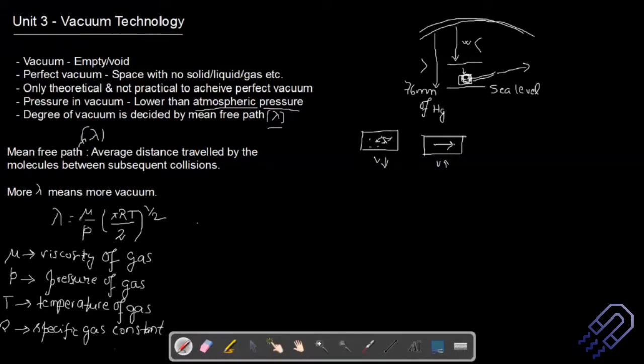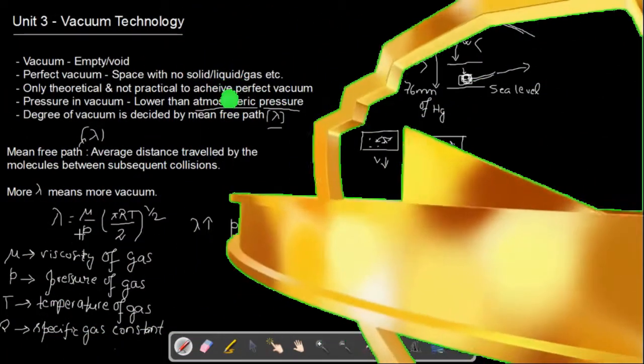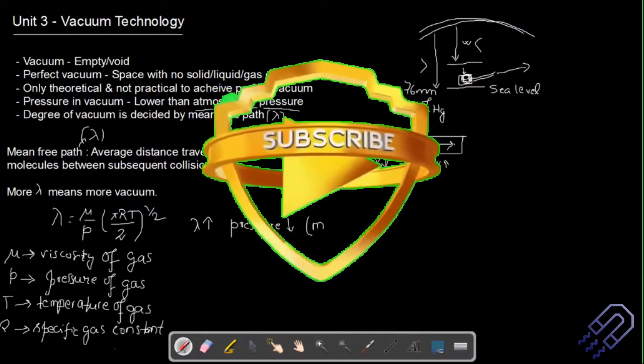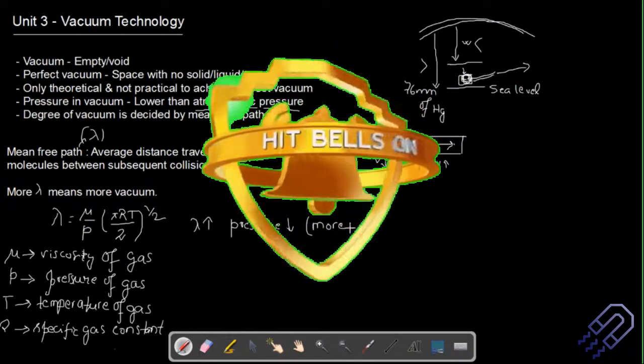So what does it mean? If the mean free path is more, that means the pressure must be less, because we are talking about vacuum technology, so we are going to talk in terms of pressure. If the pressure is less, the mean free path is more, and if the pressure is less, it means we are talking about more vacuum.